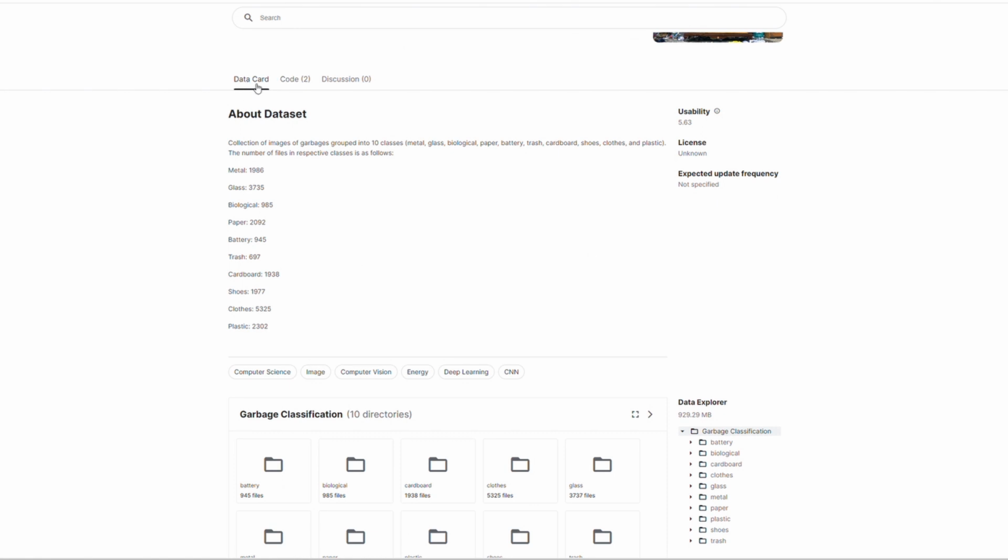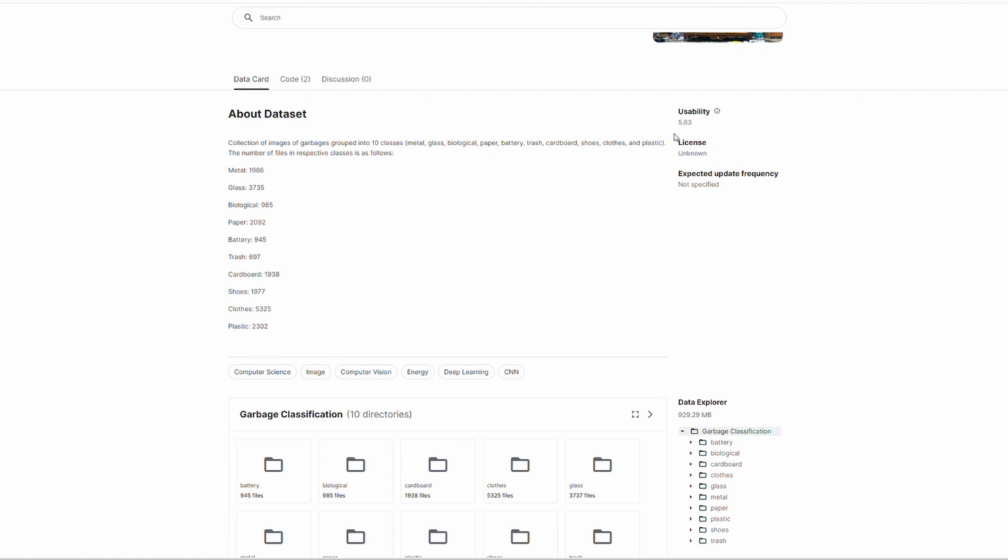But the data card's here, and here you see about the data set, and there'll be some information here, including, this one conveniently lists how many images have been sorted into each category. But let's think about this in a minute, and we'll come back as we read through the page. There's a usability rating, which is calculated by Kaggle. You don't have to pay much attention to this.